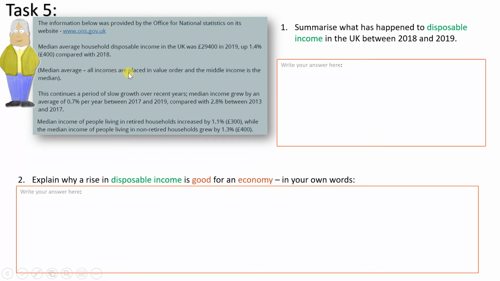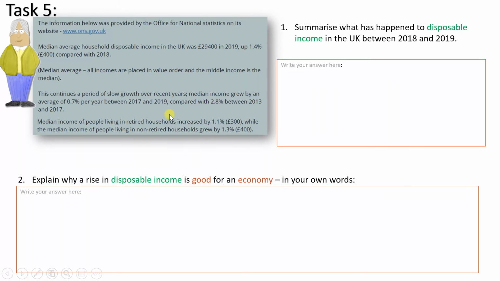Median average: all incomes are placed in value order and the middle income is the median. So we've also got extra definitions here from the ONS site. This continues a period of slow growth over recent years. Median income grew by an average of 0.7% per year between 2017 and 2019, compared with 2.8% between 2013 and 2017. So let's go over that again.